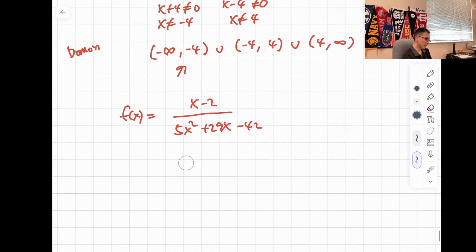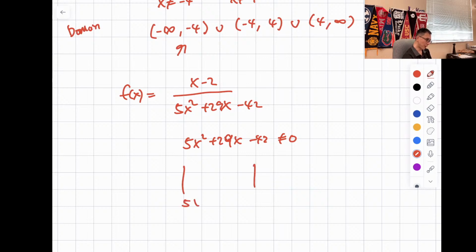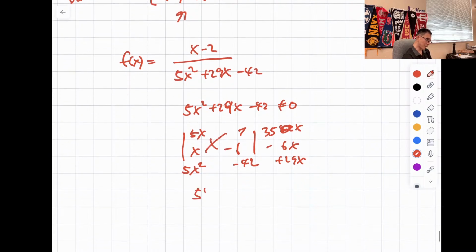So obviously the bottom cannot equal to 0. And I can factor this, right? So it'll be 5x squared minus 42 plus 29x. This is 5x and this is x. 7 times 6, right? So 42x and what? 6x, right? Oh, 35. Sorry, I can't multiply. 35. Then this one needs to be negative. So it'll be 5x minus 6 and x plus 7 cannot equal to 0.